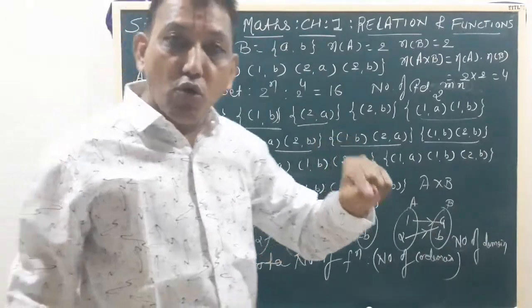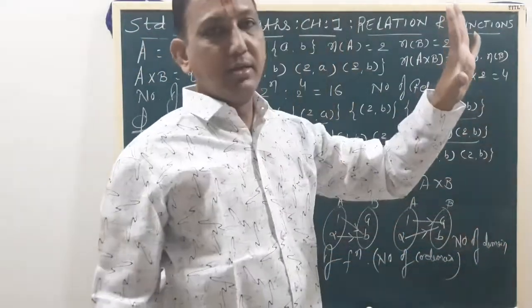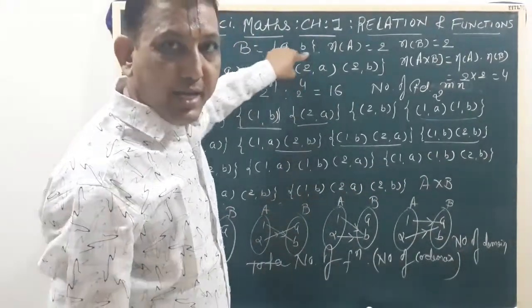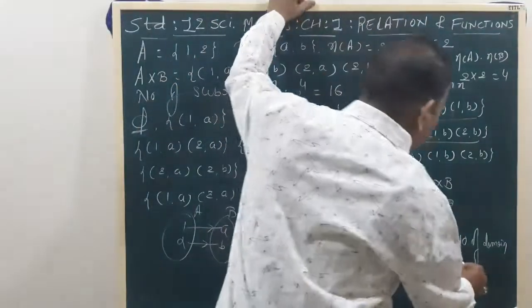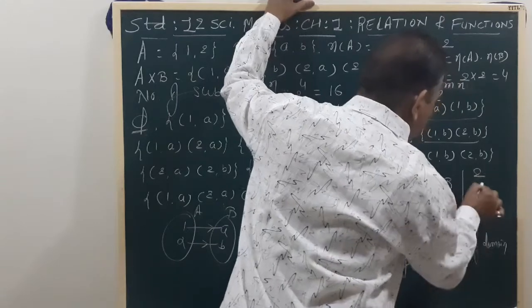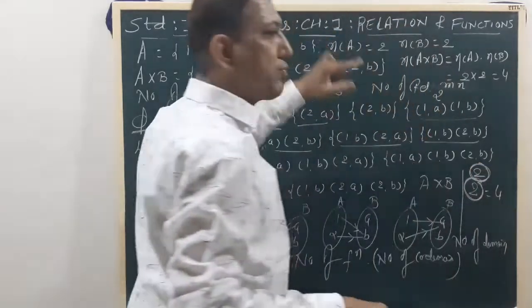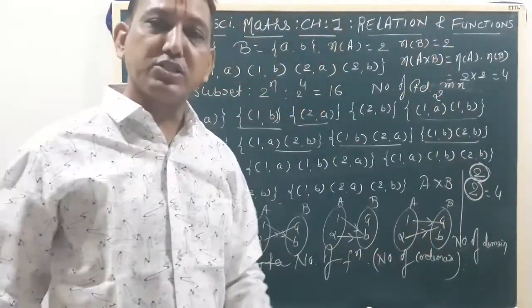Number of codomain raised to the power of number of domain. Here the number of codomain is 2, and the number of domain is also 2. So our answer: we write 2 raised to 2, where the number of codomain is 2 and the number of domain is 2. 2 raised to 2, answer 4. That means a total of 4 functions are possible.